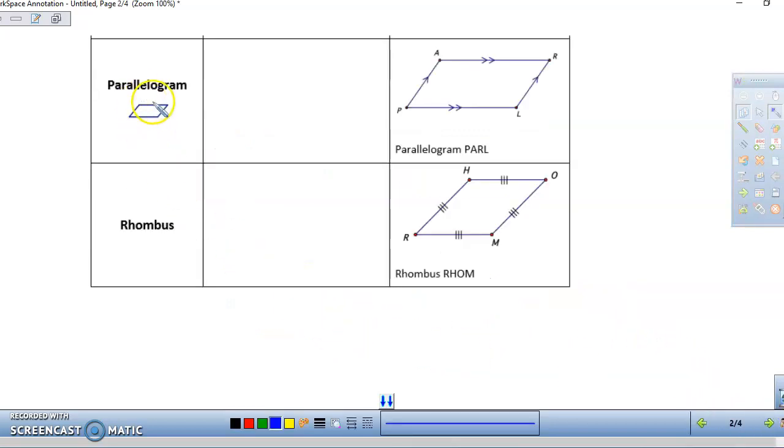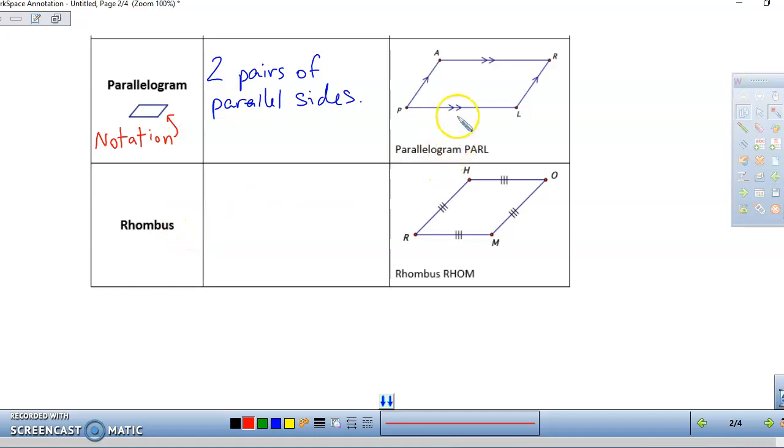Okay, next, parallelogram. So this is a quadrilateral with two pairs of parallel sides. Now, what is unique about a parallelogram in particular is that it does have its own symbol. So, and this is the only quadrilateral that has a symbol, but you are going to use that to represent parallelogram.